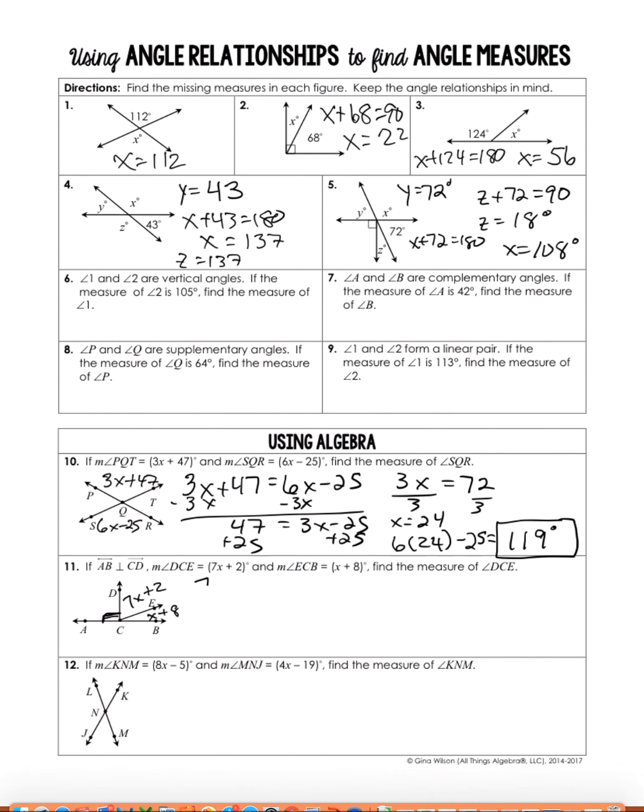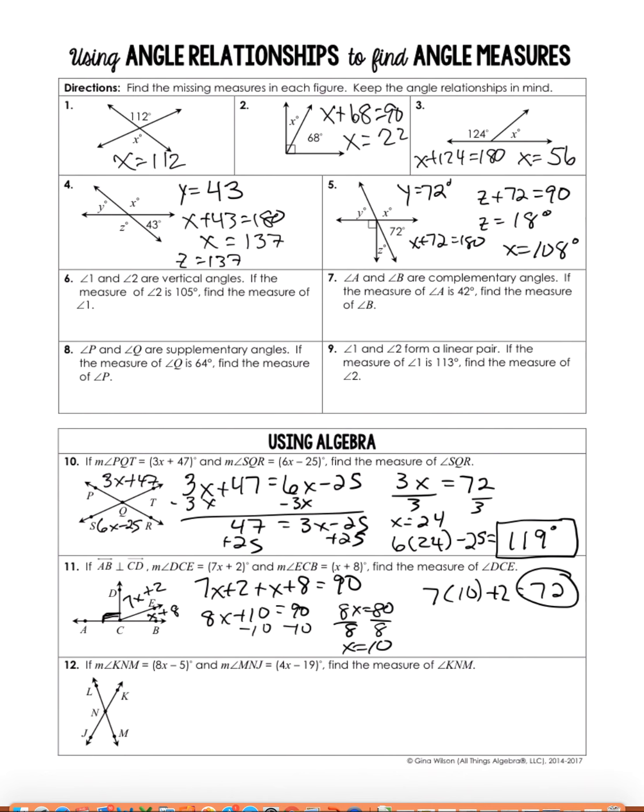So I'm going to do that. 7x plus 2 plus x plus 8 equals 90. And then I combine my terms. 8x plus 10 equals 90. Subtract 10. 8x equals 80. Divide by 8. X equals 10. Where is that going to get plugged in? That's going to get plugged in for DCE. 7 times 10 plus 2 is 72. That's my final answer there.